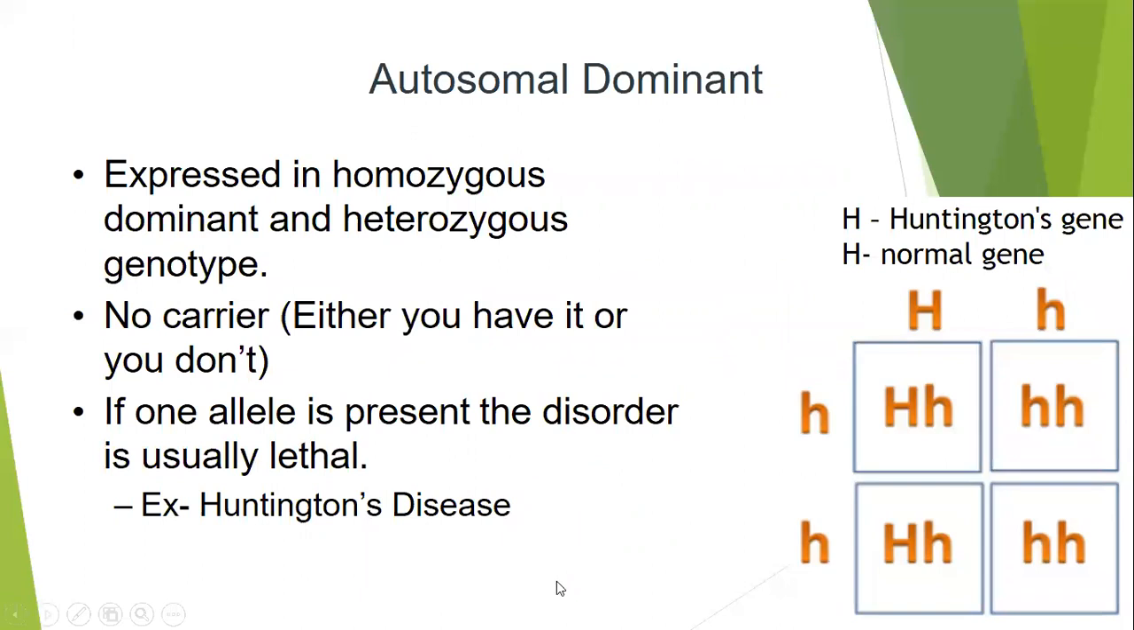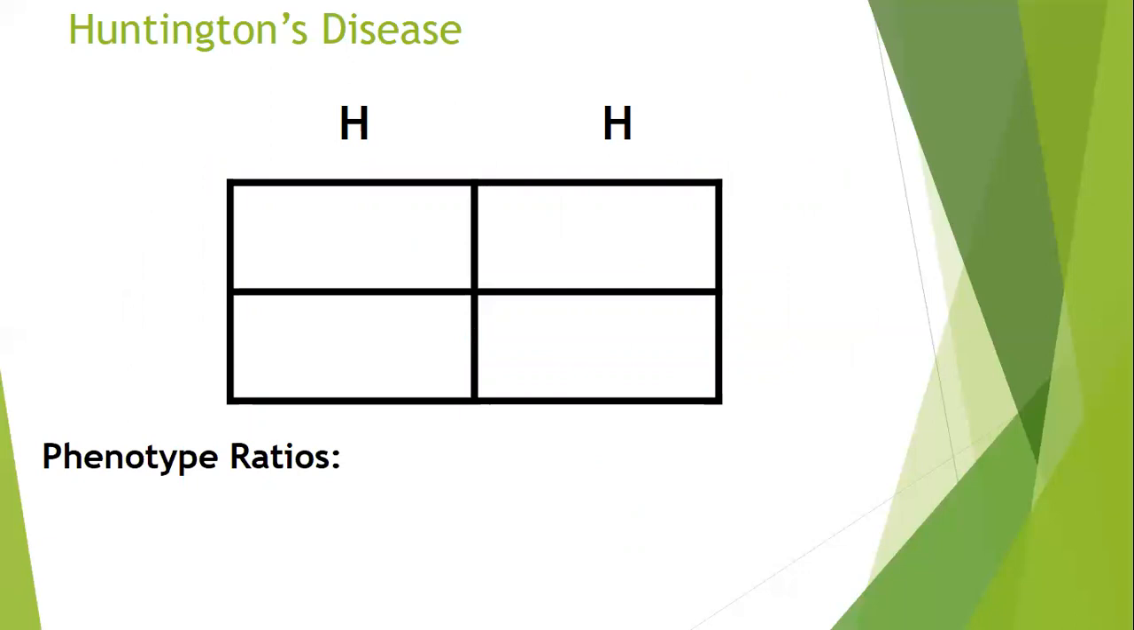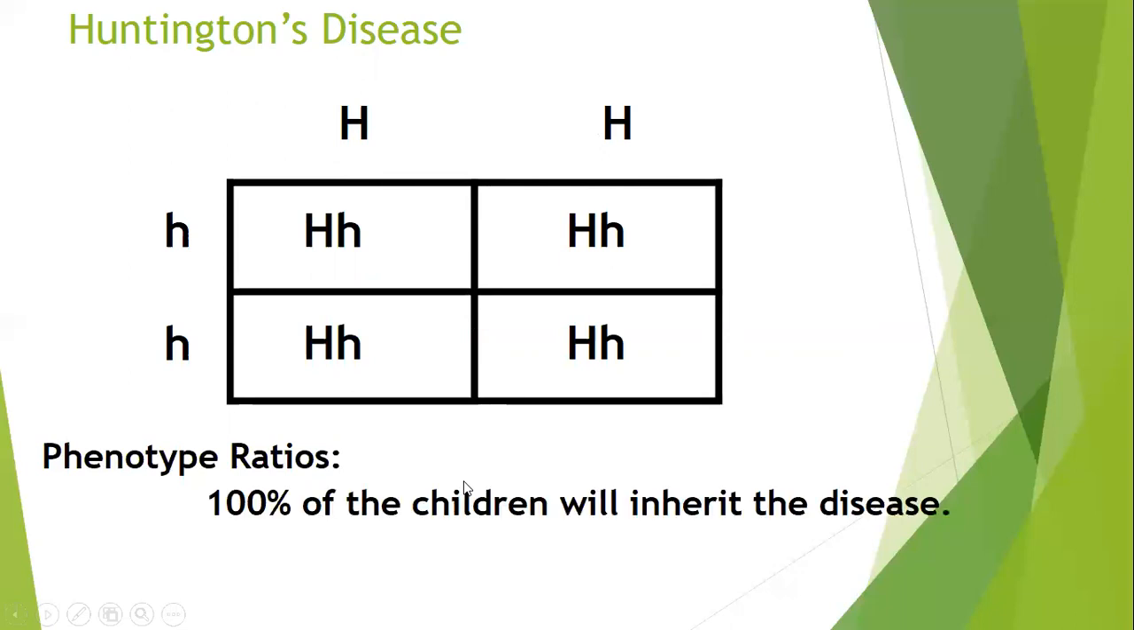Autosomal dominant is actually pretty horrific, and there's not very many examples of it. Why? Because if you get 1 single copy, you get the disease, and usually the disease is fatal. Huntington's disease is an example. So here is a Punnett square for Huntington's disease. Every single child here, because 1 parent has the disorder and is homozygous dominant, all children will have the disorder. 100% will inherit the disease.